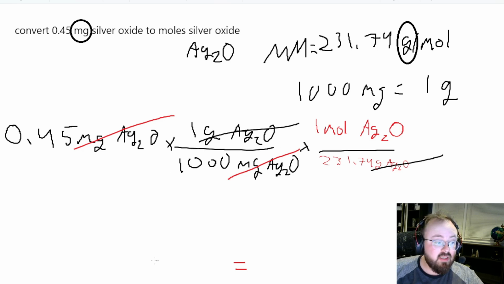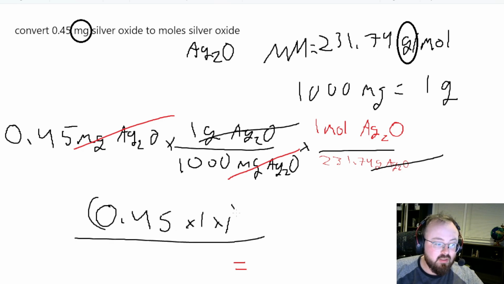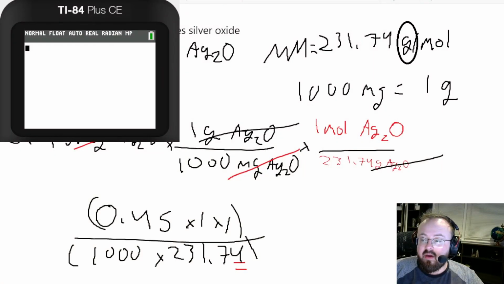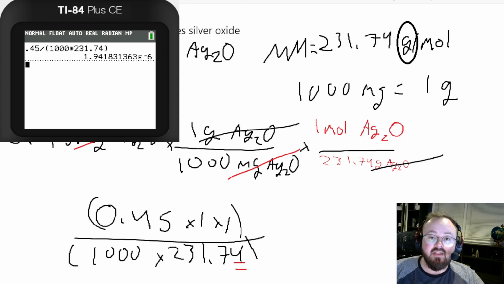Mathematically, what this equals is 0.45 times 1 divided by, I'm going to put this in parentheses here, 1,000 times 231.74. So let's put this one in my calculator. We're going to get 0.45 divided by, because we don't need the ones, 1,000 times 231.74. Close my parentheses, and we get this as our answer.